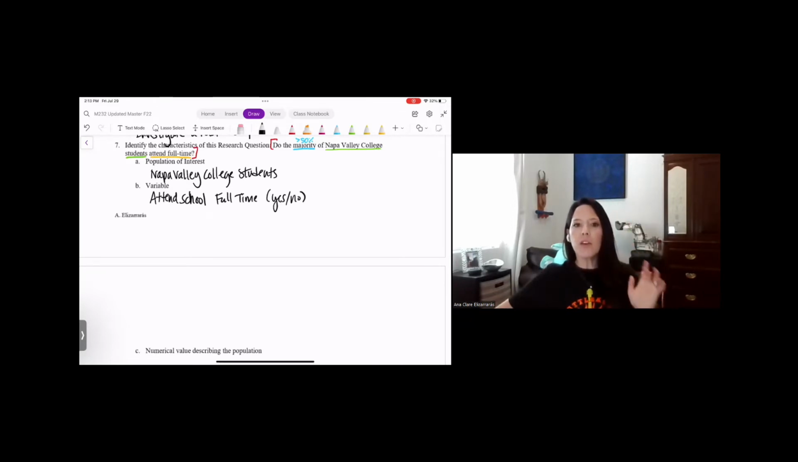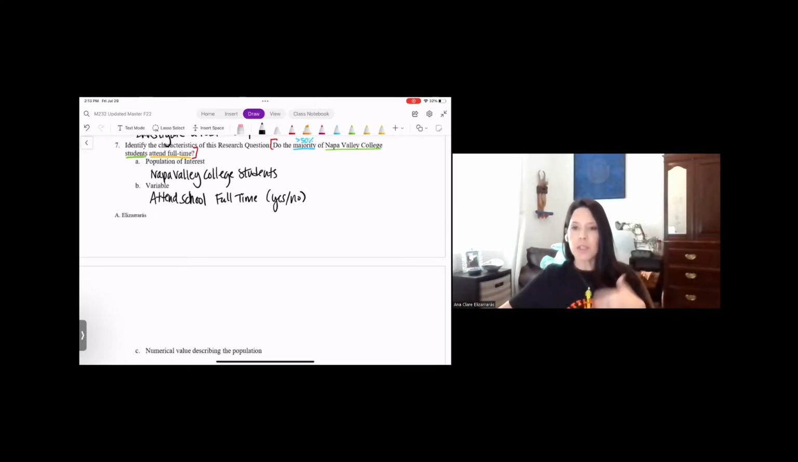And the numerical value that's going to be able to describe this population then is going to be a percent. It's a percentage of how many do attend full-time. So I'm going to call that a proportion or percentage of Napa Valley College students attending full-time.